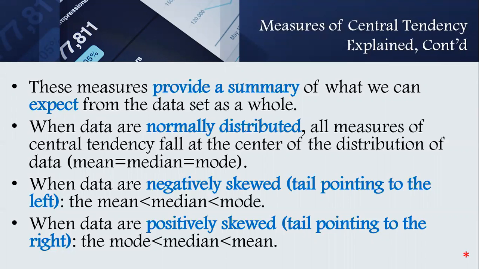When data are negatively skewed, or when the tail is pointing to the left of the distribution, typically the mean is less than the median and the median is less than the mode. When data are positively skewed, or when the tail of the distribution is pointing to the right side, typically the mode is less than the median and the median is less than the mean.